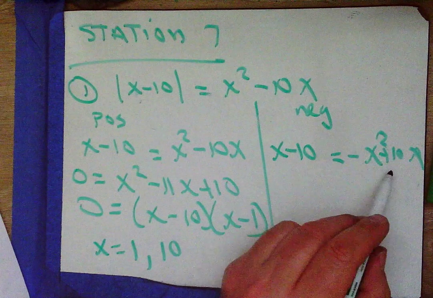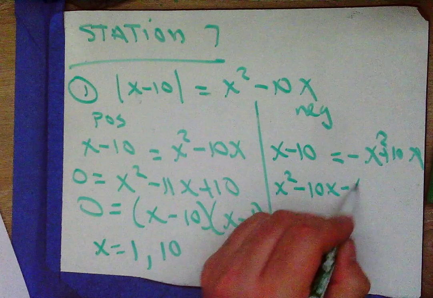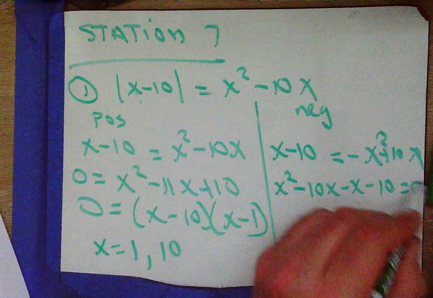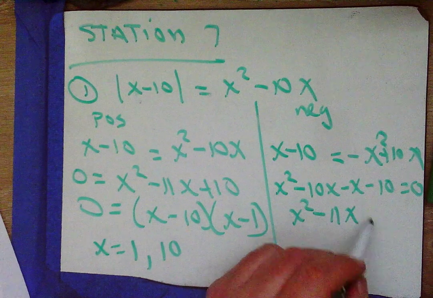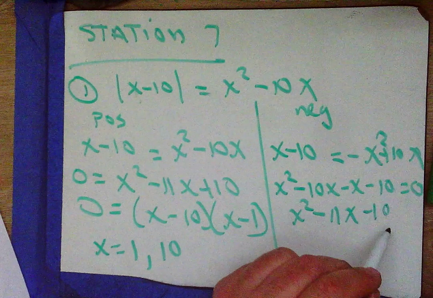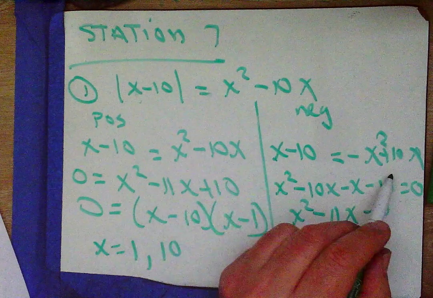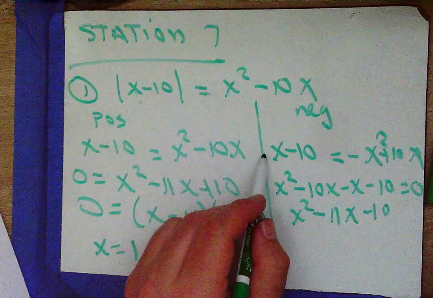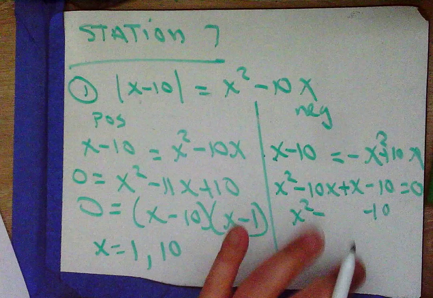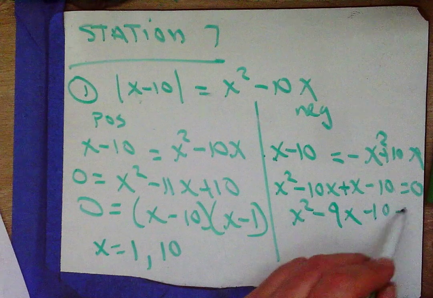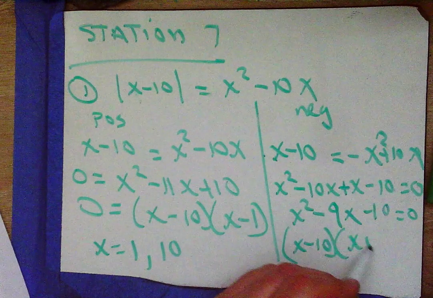Okay, I moved my stuff over here. I got x squared minus 10x minus x minus 10 equals 0, or x squared minus 11x minus 10. This came over here, that's a plus x. So that's going to be minus 9x. That's better. Equals 0. And then this factors as (x minus 10)(x plus 1).